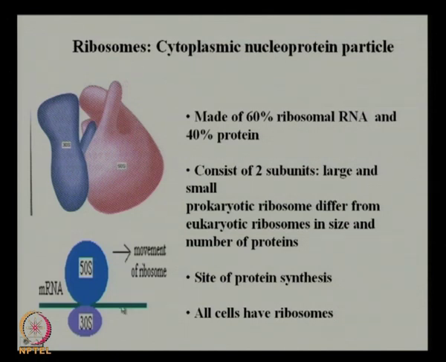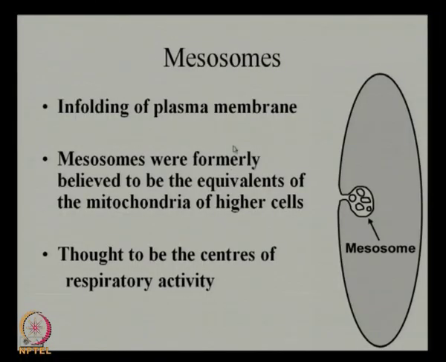it helps in protein synthesis, and this is the mRNA. When a number of ribosomes come and attach, we call it a polysome, and this is the site of protein synthesis. All bacterial cells have this ribosome. Now, coming to the mesosome.